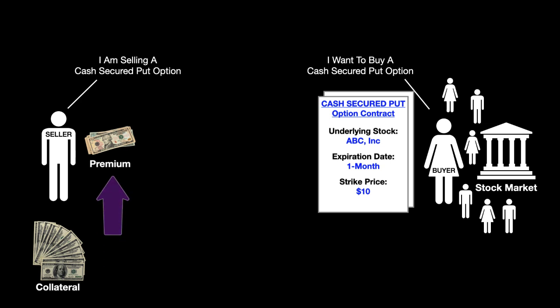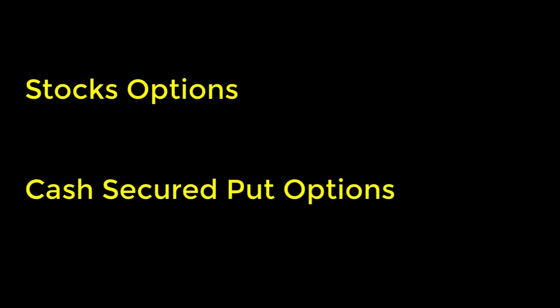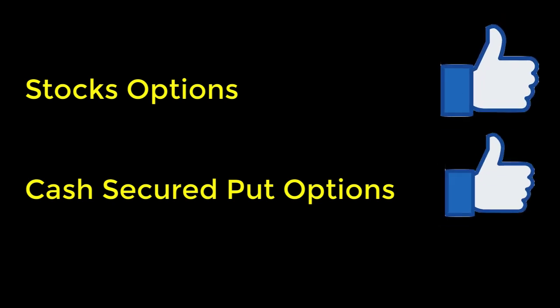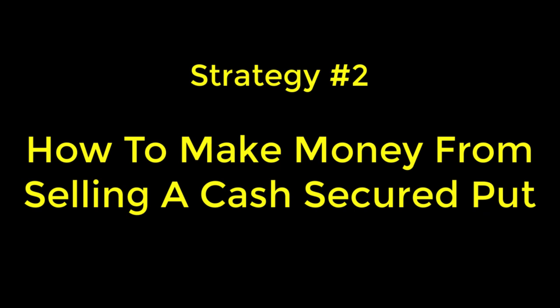And the seller keeps the premium received from the buyer as payment for creating the option contract, which also obligates them to purchase the underlying shares if the market price dips below the strike price on or before the expiration date. Now that you have an understanding of stock options in general, and more specifically cash secure put options, it's time to take a look at how strategy number 2 works.